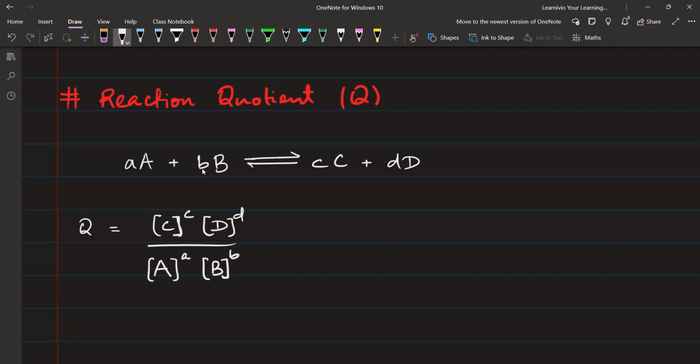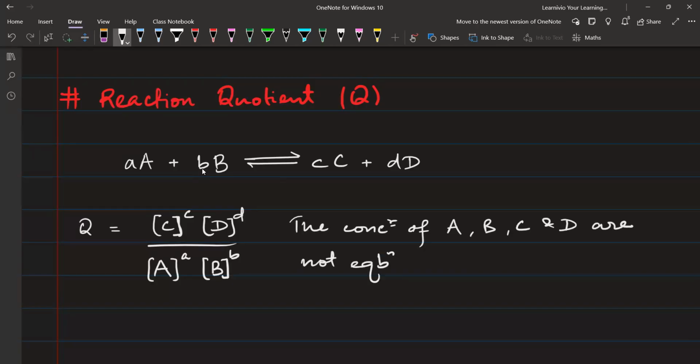The most important thing, please listen carefully. If you are writing, please stop writing and try to understand here that the concentrations of A, B, C, and D are not equilibrium concentrations. So it is the concentration of product to its stoichiometric coefficient divided by the concentration of reactant to its stoichiometric coefficient at a point when the equilibrium has not been achieved, when the concentrations are still changing.